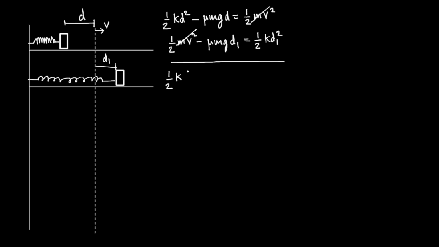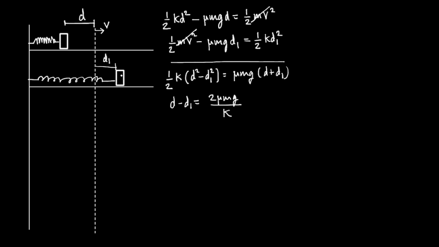Half k (d² minus d1²) is μmg(d plus d1). Okay, so if you reorganize it, you get what? d minus d1 is nothing but 2μmg upon k. Okay, now you see the whole story can be repeated again.